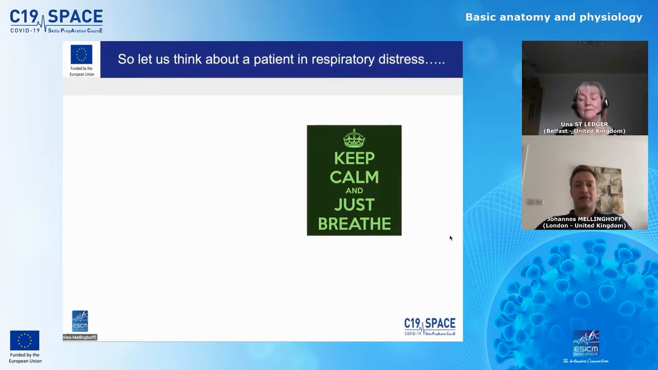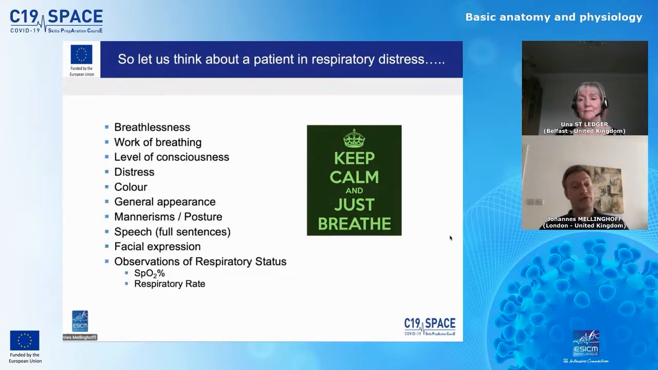So let's think about a patient in respiratory distress. We will all have seen patients struggling to breathe. Therefore, they may be breathless. Their work of breathing may be increased because they're using their accessory muscles in order to breathe in and out. If they are deteriorating a lot, their level of consciousness may also be impaired, or they may be in distress, sitting up in bed or in the chair, gasping for air.